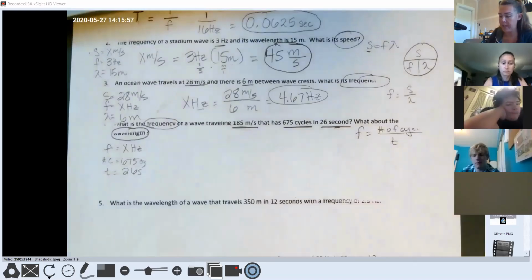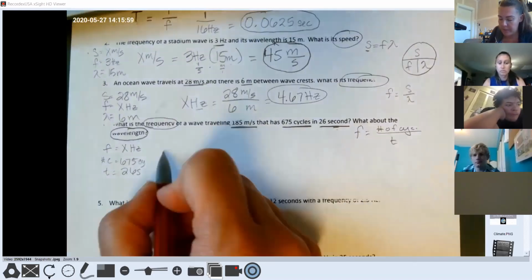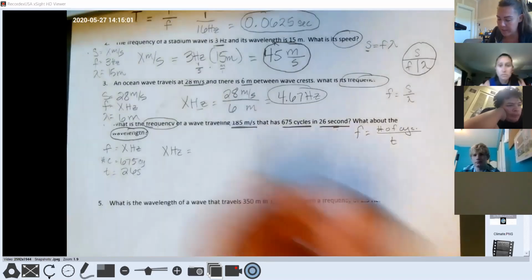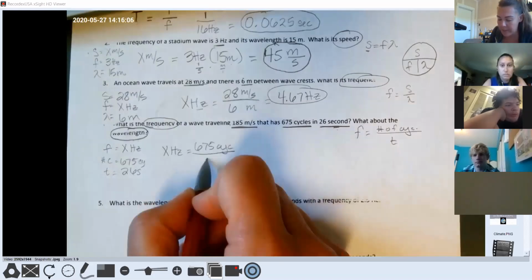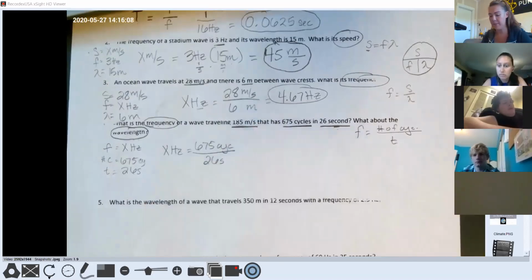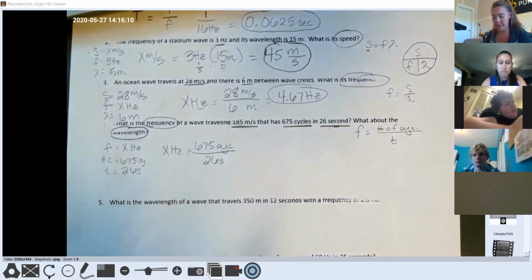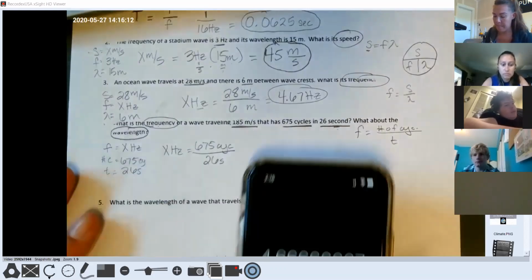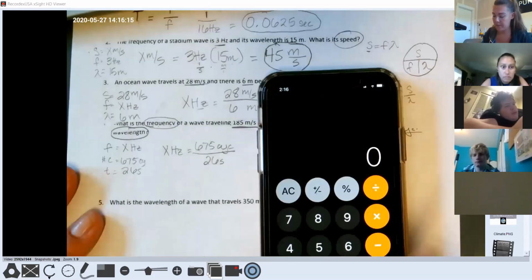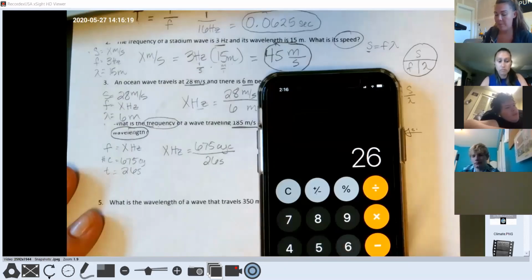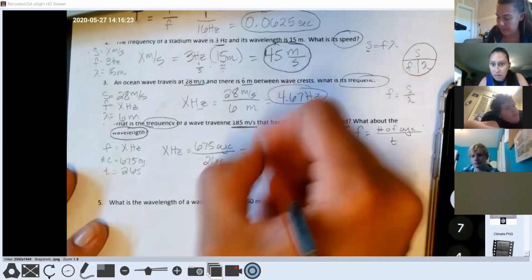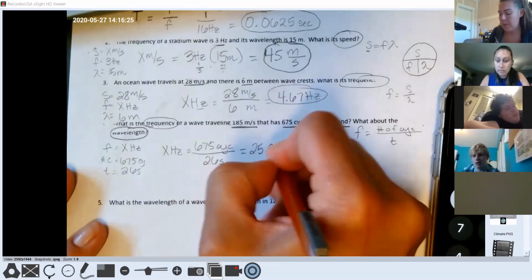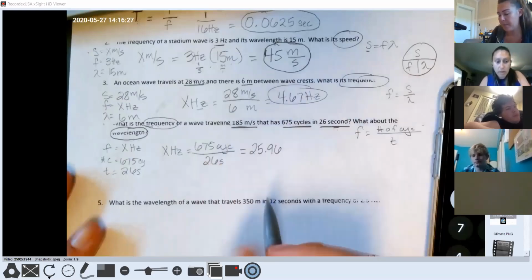So I need to find the frequency, so number of cycles is 675 cycles, dividing that by my time of 26 seconds. And then I'm just going to plug that into my calculator and get my frequency. So 675, I'm going to divide that by 26. That's going to give me 25.96 as my frequency. So that's hertz, but I'm not done.